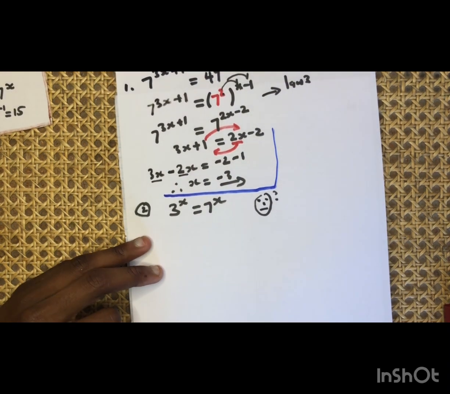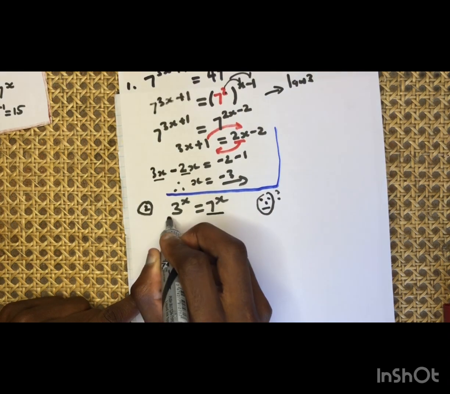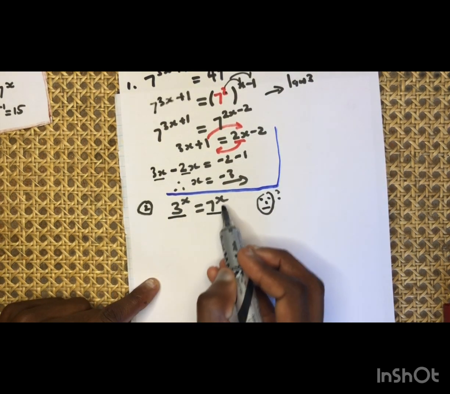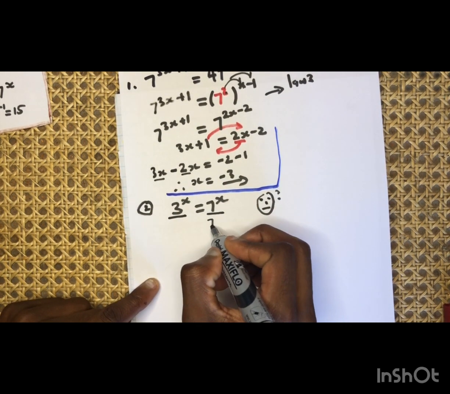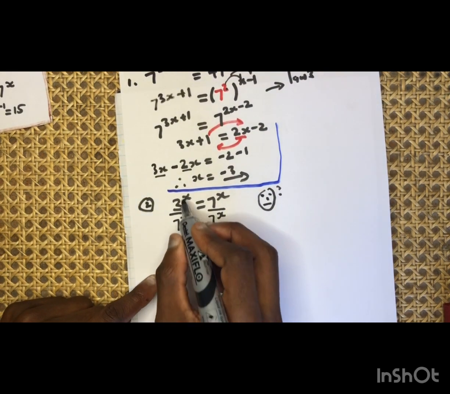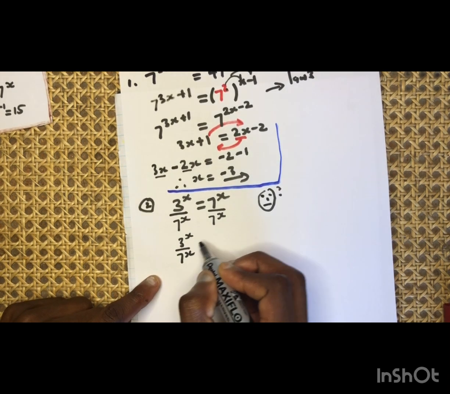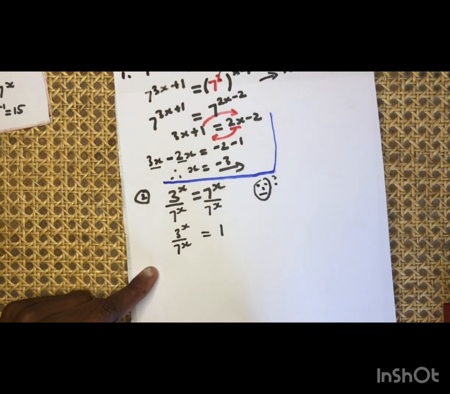So all in all, what I need to do here is divide both sides. You can divide by 3, you can divide by 7. So I will divide by 7 to the power x. So I have 3 to the power x over 7 to the power x. Here we have 1. Understand?